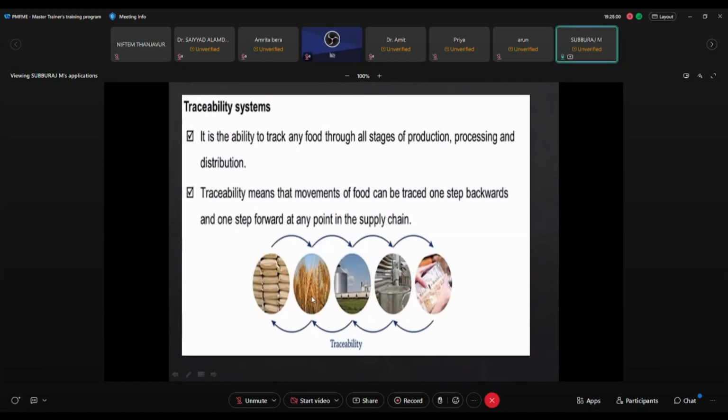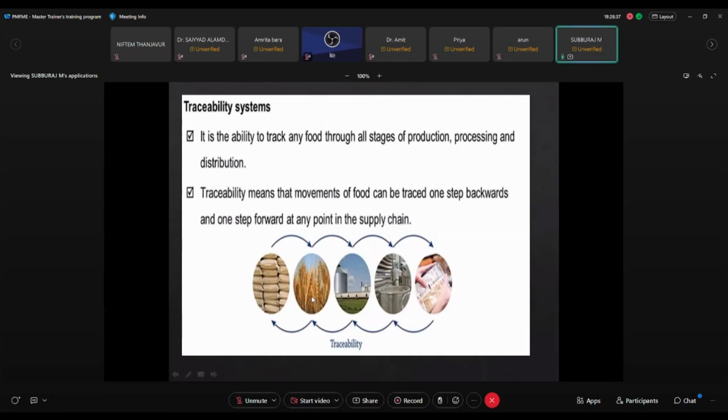The next is the traceability system. Traceability is very important. If we are applying the HACCP system and anything goes wrong, then we have to take back the material. That is called the recall procedure. The recall procedure is mandatory, and the Food Safety and Standards Authority of India and Food Safety Regulation say that if anything goes very wrong, you have to take back the material immediately.